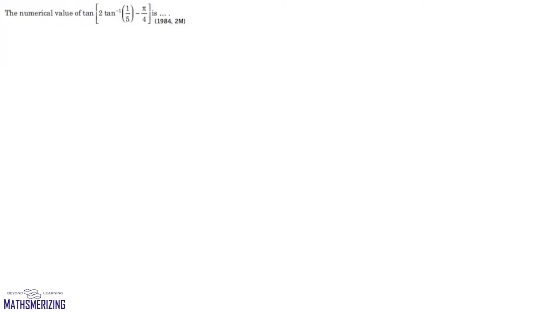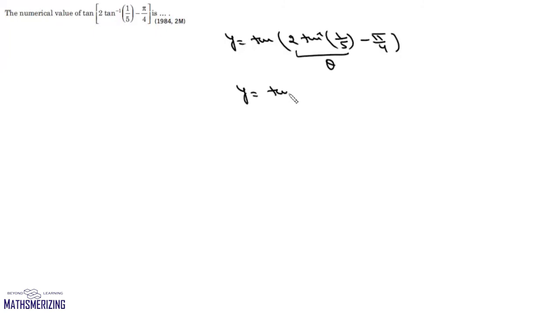Now here the question is, we need to find the numerical value of tan of 2 tan inverse 1 by 5 minus pi by 4. Now any trigonometric inverse function is nothing but an angle theta. So we can write this as y equals tan of theta minus pi by 4, and which is tan a minus b, and it will be tan a minus tan b upon 1 plus tan a tan b.